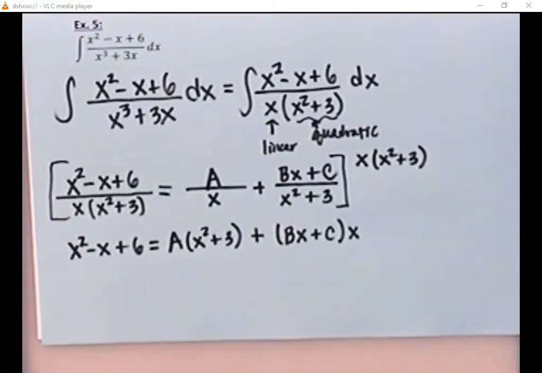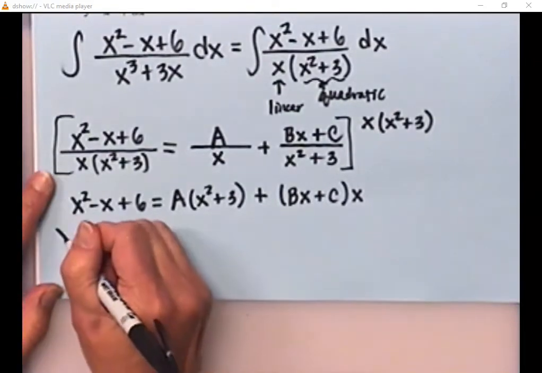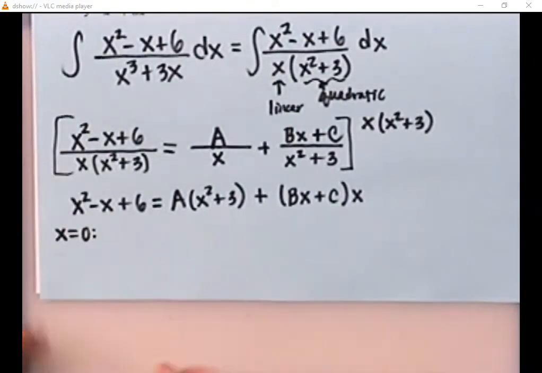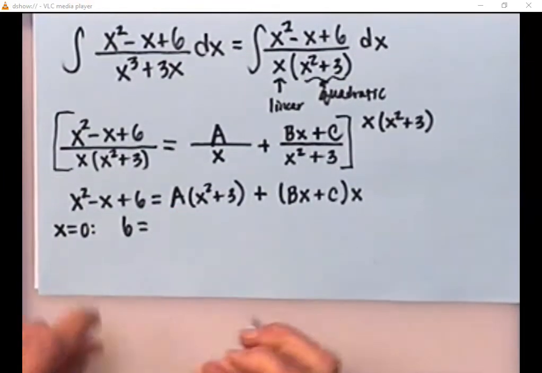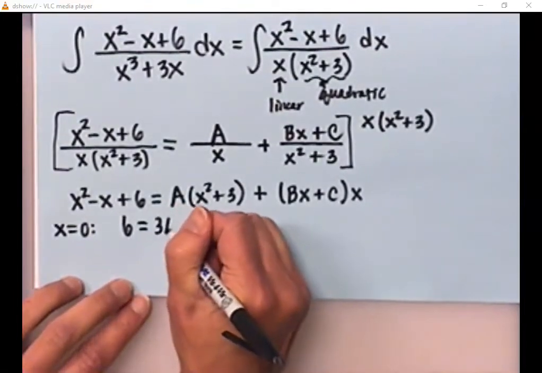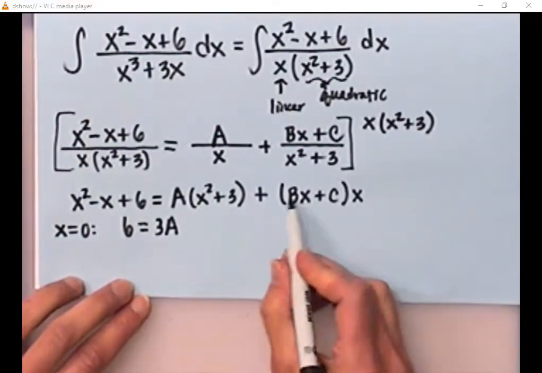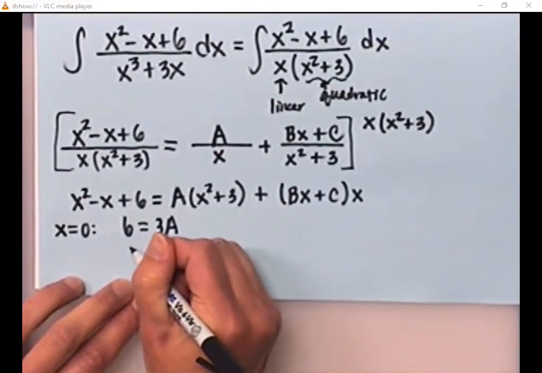Okay, so now we need to solve this out. So, how could I solve this? How am I going to get a, b, and c? x equals 0? Okay, let's start with that. So if x equals 0, the left side will be 6. This will be 0 plus 3, so 3a. And that will zero this out, right? x is 0 makes that 0. So a is 2.